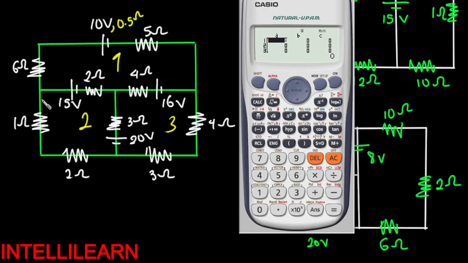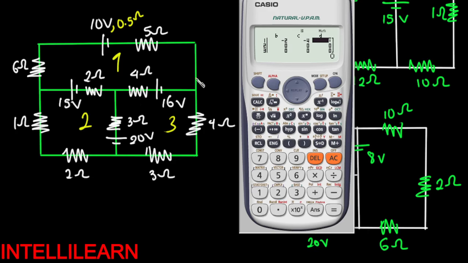All the resistors here are what? 2, 4, 6, 2, 4, and 5. So I say 6 plus 2 plus 4 plus 5. I will also include this internal resistance of 0.5 plus 0.5. That's all. Then between the first and second loop, there is a resistor of 2 ohms. I will enter it as minus 2. Between the first and third loop, there is a resistor of 4 ohms. I will enter it as minus 4.